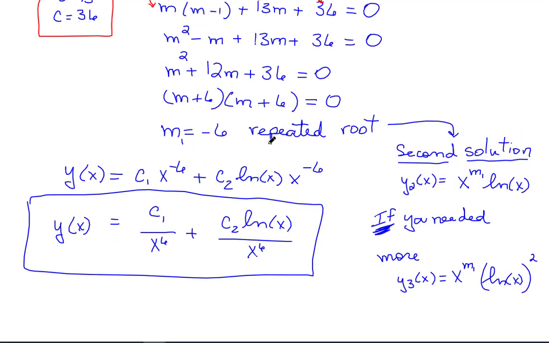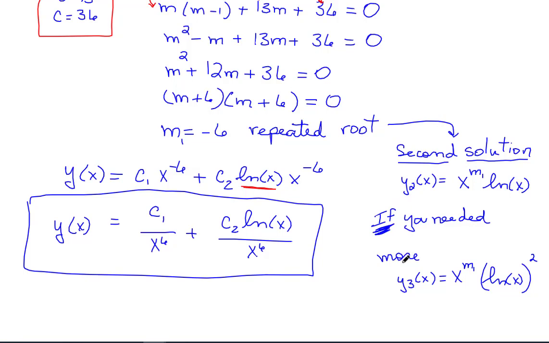Now, when you have a repeated root, similarly just like previously when we had constant coefficients and a repeated root, what do we do? Alright, well, my first solution is c1 x to the minus 6. My second solution still has the same m as before, except now we have an ln of x. Previously we had an x multiplied by our first solution. Now we have an ln.